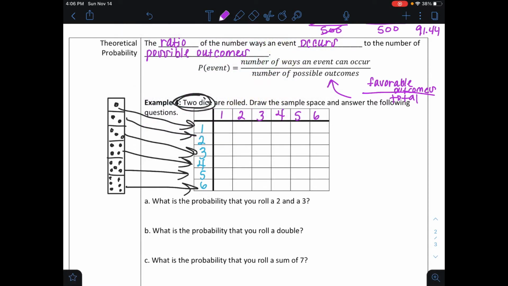So for the first die, I'm going to call it the purple one. You could roll a 1 first. So this whole column is 1s. This whole column is 2s. You could roll a 2 first. You could roll a 3 first. And so on and so forth.